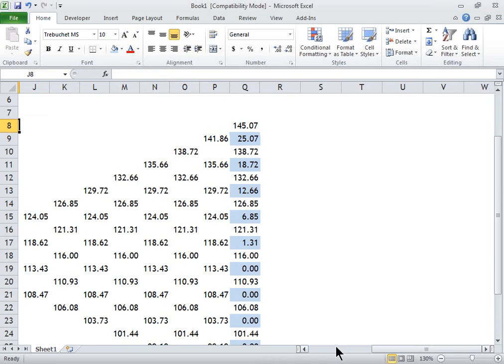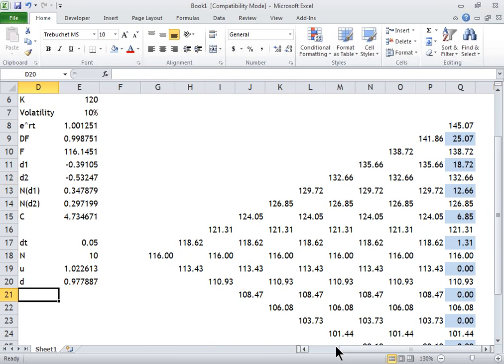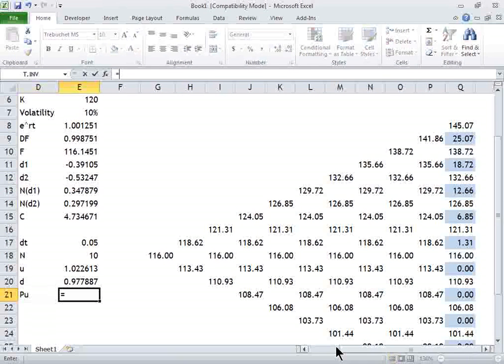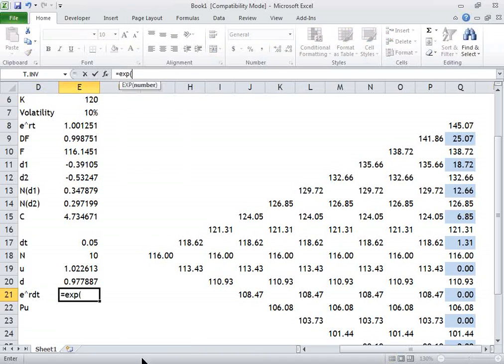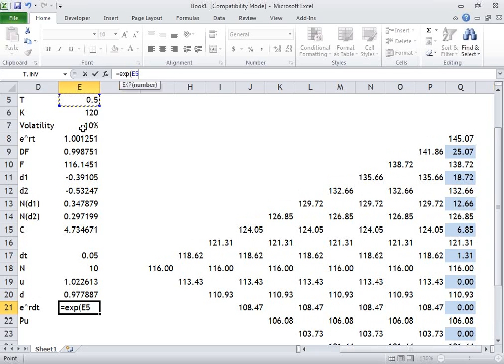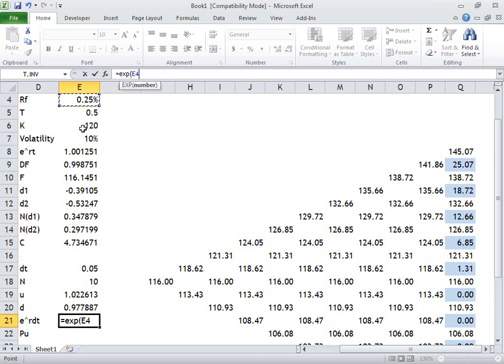So this is the up move, this is the down move. The probability of an up move, PU, we know is equal to e to the power rT. So let me calculate e raised to r dt first. That is the exponential of r, which is 0.25%, a very small number, times dt, which is 0.005.